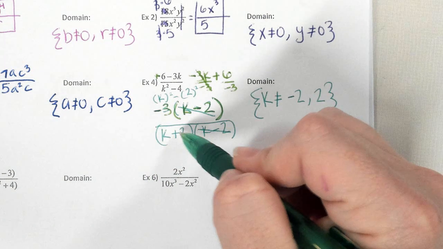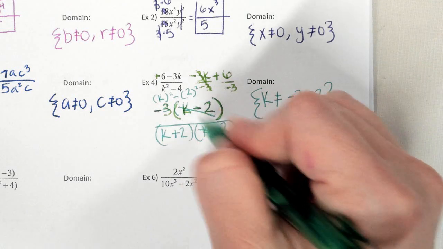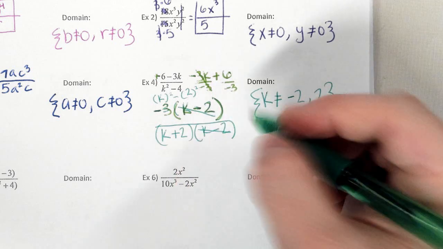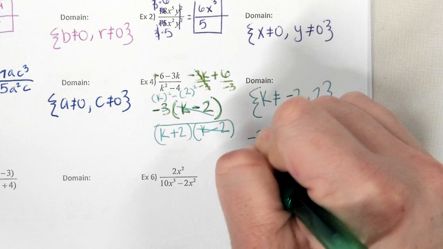That minus and plus makes these stick together. So if the whole thing doesn't match, you can't cancel it. Well, k minus 2 and k minus 2, those match, so we can cancel them. And we're left with negative 3 over k plus 2.